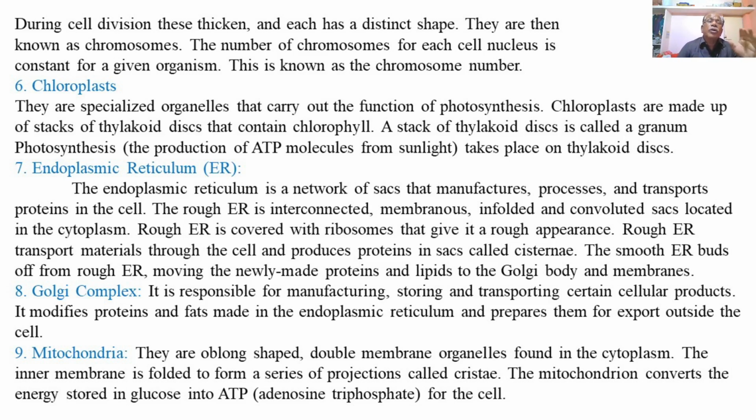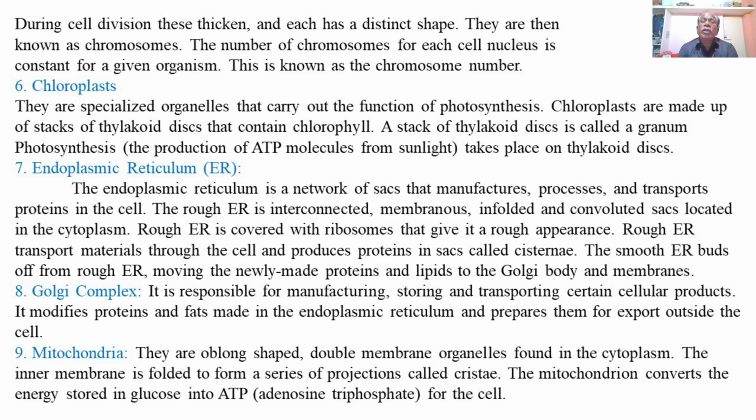So this is the important function of the chloroplast in plants, and thus plants are called autotrophic, producing their food themselves in the form of carbohydrates with the help of the chloroplast. Then another cell organelle present in the cytoplasm of the plant cell is the endoplasmic reticulum.